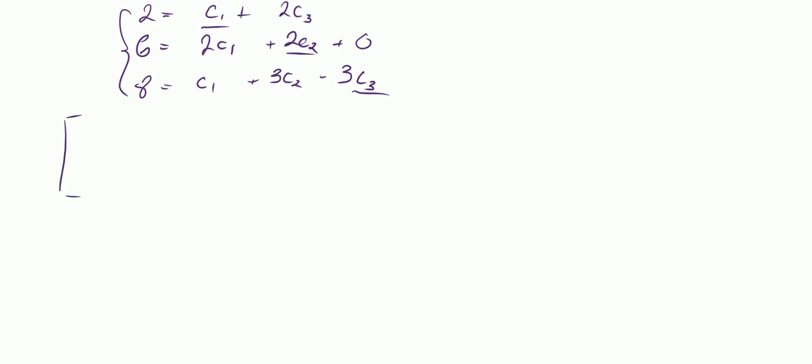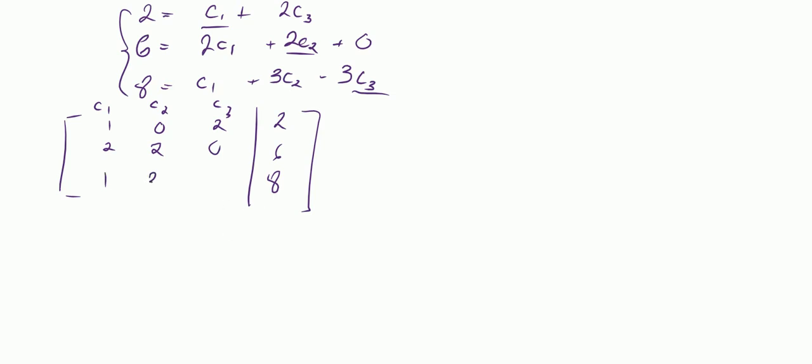I'll have C1, C2, C3 here, and then my constants over here. So I'll have 1, 0, 2 is equal to 2, then 2, 2, 0, 6, and then 1, 3, minus 3. So now I just read off my coefficients. So these are just my coefficients, right?